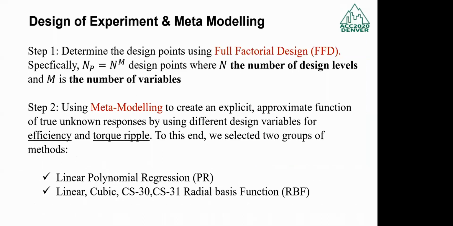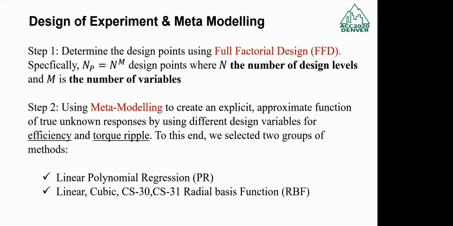The first step is to determine the design points using full factorial design, in which the number of sample points is equal to n to the power of m, where n shows the number of design levels and m is the number of variables. So we have 4 variables as stated in the previous slide, and we compare 2 and 3 levels of designs, which gives us 16 and 81 different values for efficiency and torque ripple.